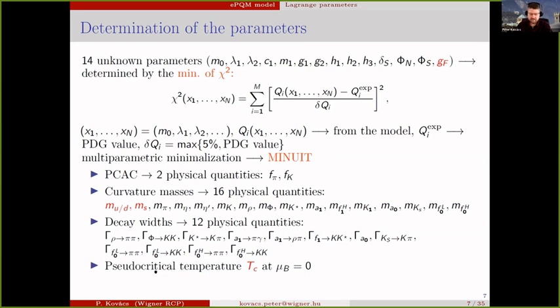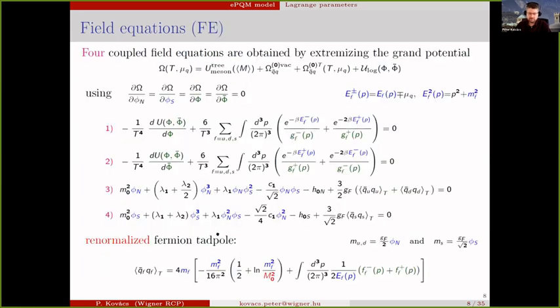And beside that, we also include the pseudo-critical temperature from lattice. So this is the 154 value at zero baryochemical potential. And then what we do is to calculate the grand potential and extremize the grand potential. We can have, of course, different approximations. We cannot calculate exactly, even in this model.